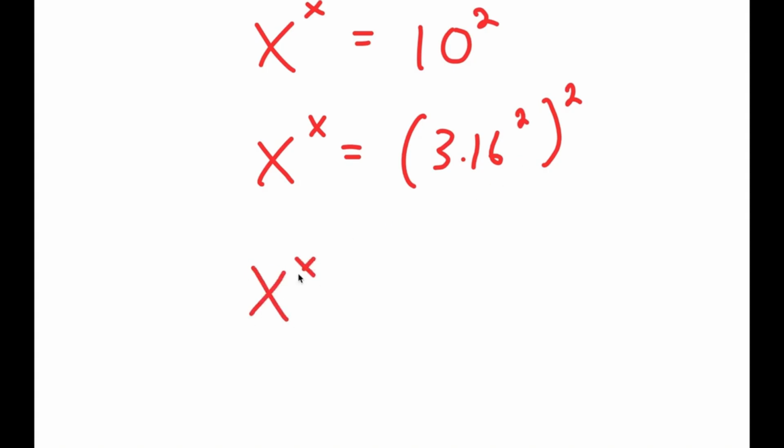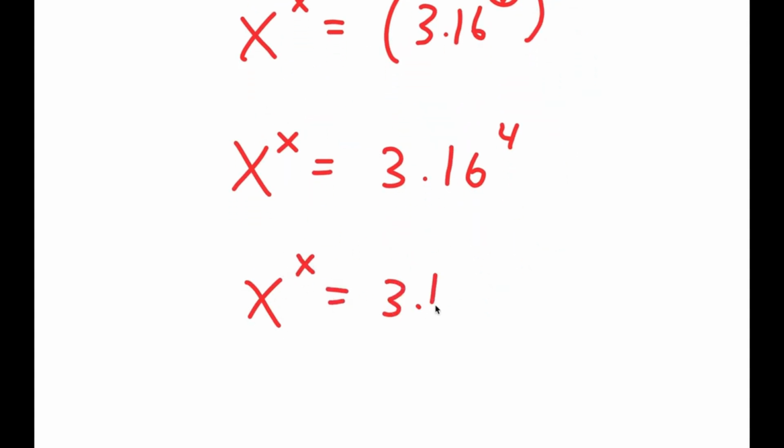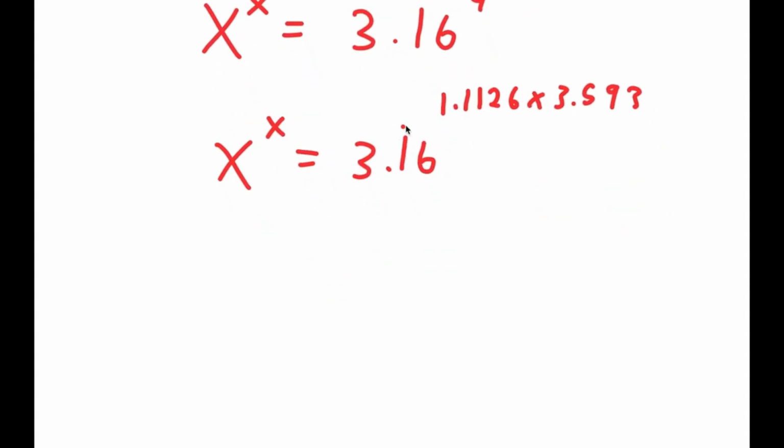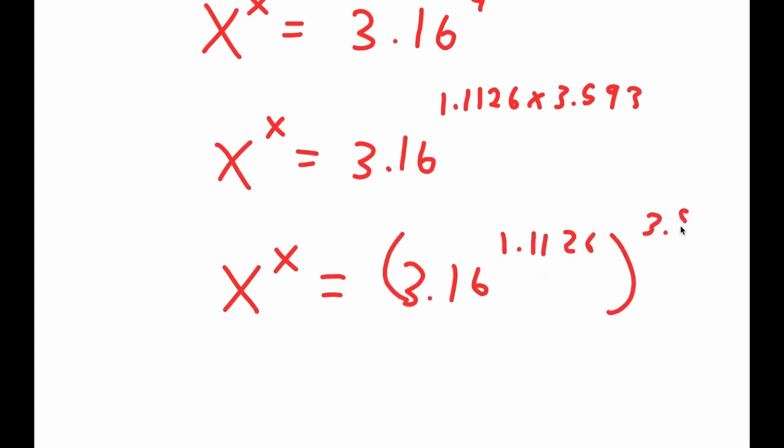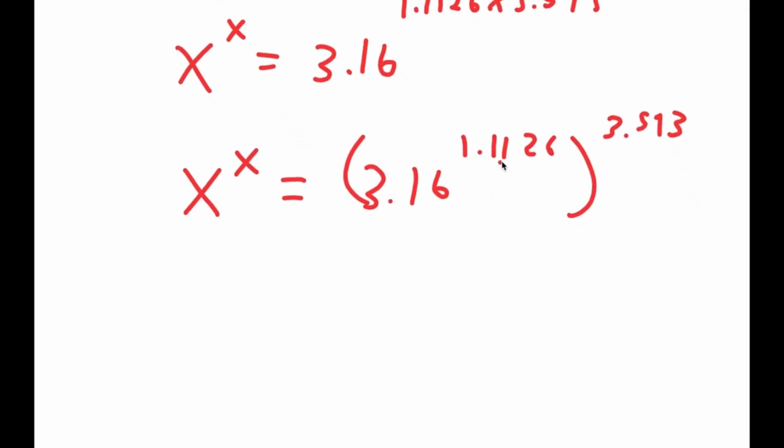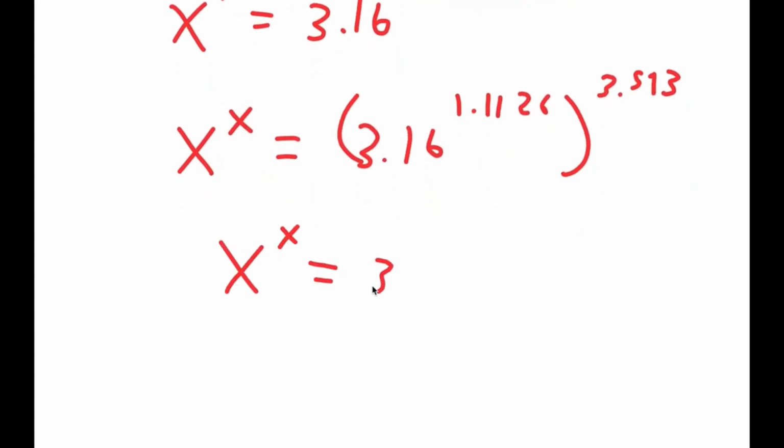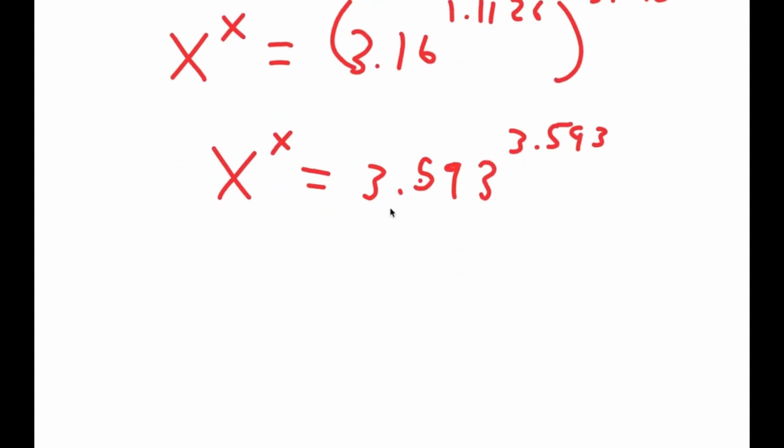Now, this is the same thing as 3.16 to the power of 4, because these two multiply. And now I can rewrite 4 here as 1.1126 times 3.593. And the reason I'm doing this is so I can write this as 3.16 to the power of 1.1126 to the power of 3.593. And 3.16 to the power of 1.1126 is 3.593. So I get x to the power of x is equal to 3.593 to the power of 3.593, meaning x is equal to 3.593.